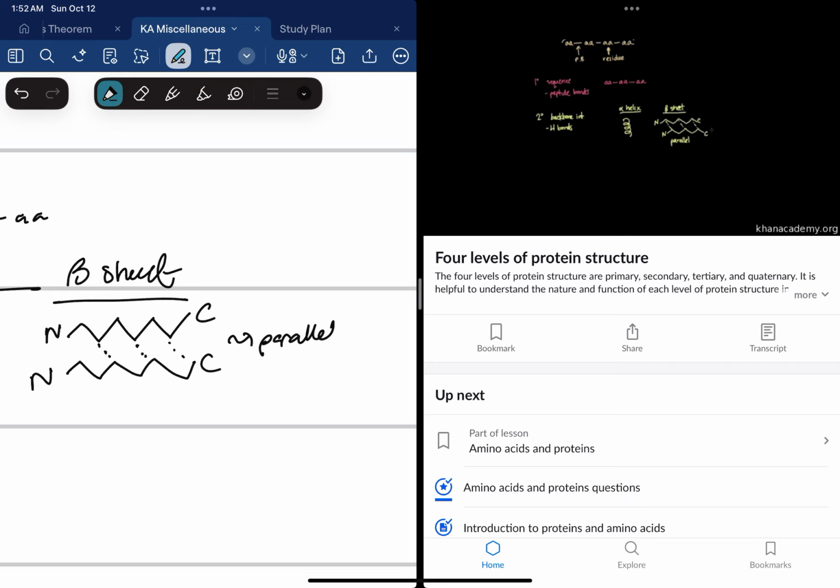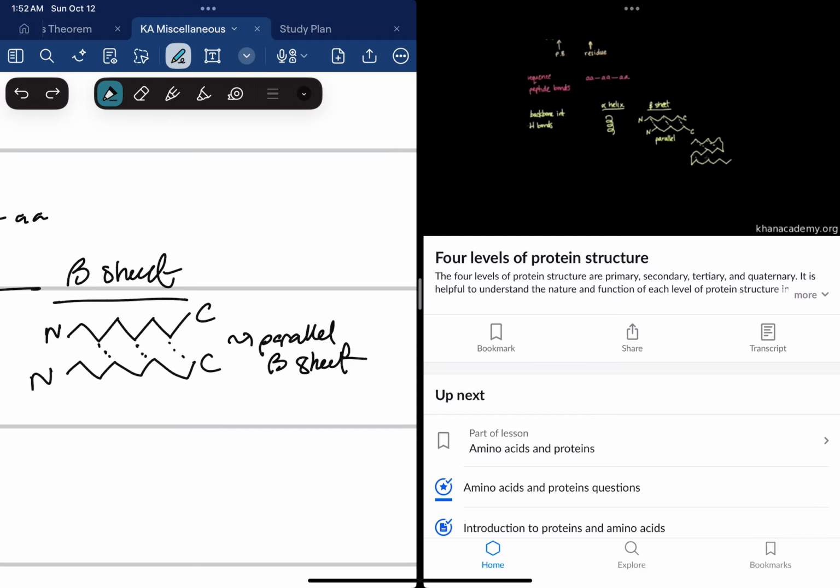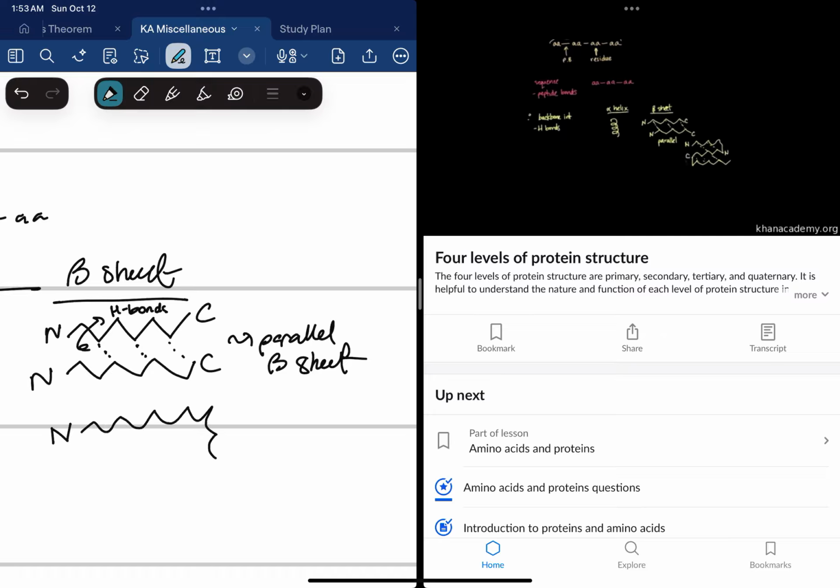And then conversely, if you have a single polypeptide that is wrapping up upon itself, just like this, and you have the hydrogen bonds stabilizing like so, then you have the amino end coming around and lining up with the carboxyl end, and you have an anti-parallel configuration.